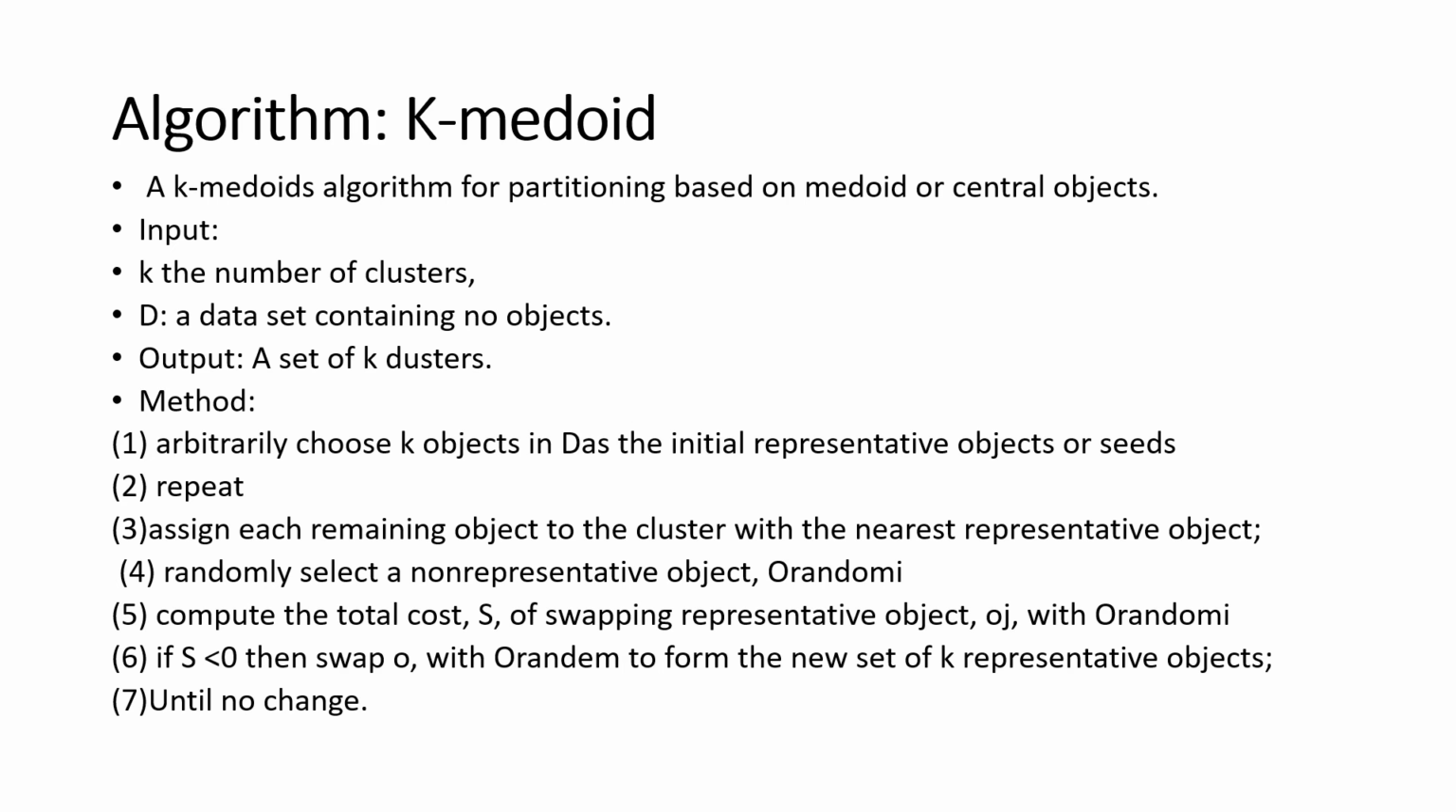The method: first, arbitrarily choose k objects in D as the initial representative objects. Second, repeat: assign each remaining object to the cluster with the nearest representative object, and randomly select a non-representative object, O_random. Compute the total cost S of swapping representative object O_j with O_random, and if S is smaller than 0, then swap O_j with O_random to form the new set of k representative objects, until no change.